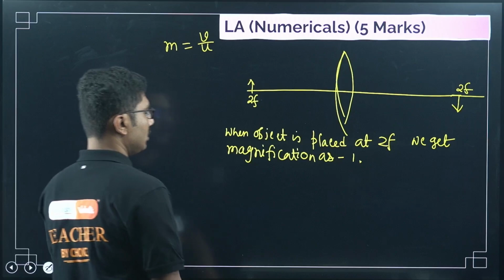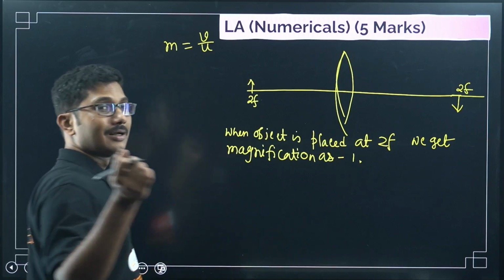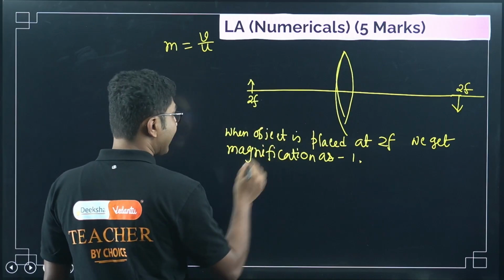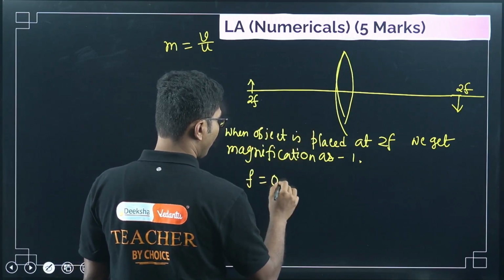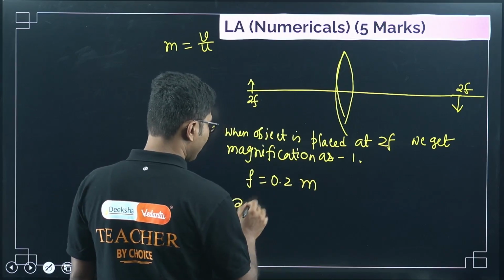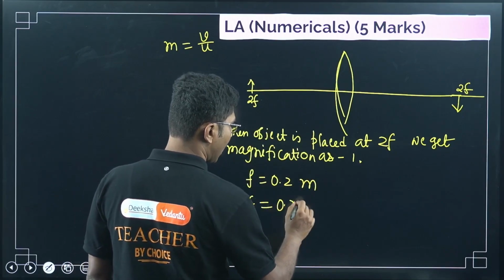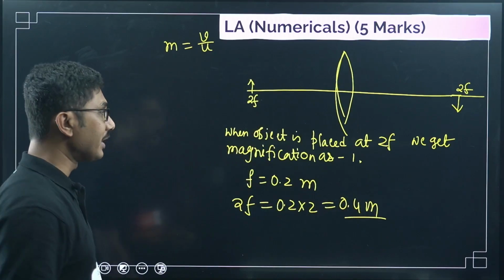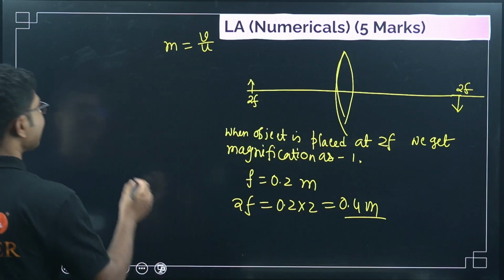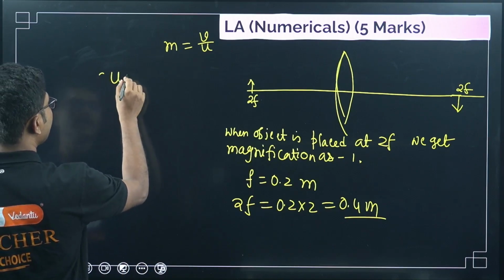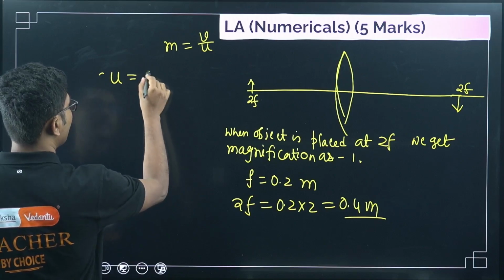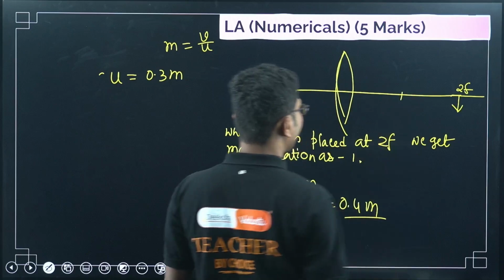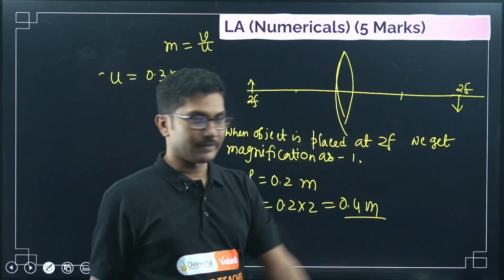Now you have to find the distance here. f was given 0.2 meters, right. So what is 2f? 2f is 0.2 times 2, that is 0.4 meters. So 0.4 meters is calculated. Now what was the initial object distance? Initially object distance u was 0.3 meters magnitude wise, because there is a focus here, there is a focus here. We generally consider this focus for convex lens, right.